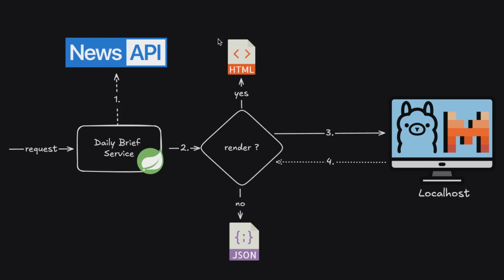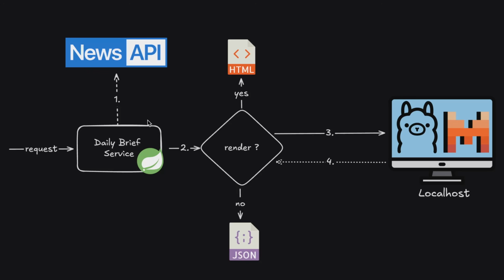Another interesting thing to notice is this block here in the middle. We'll add the chance to have a render endpoint, and if the user calls this render endpoint, we want to send back HTML. And the interesting part is that this HTML will be generated by our AI model running on our machine. Otherwise, we'll just send back this response as JSON.